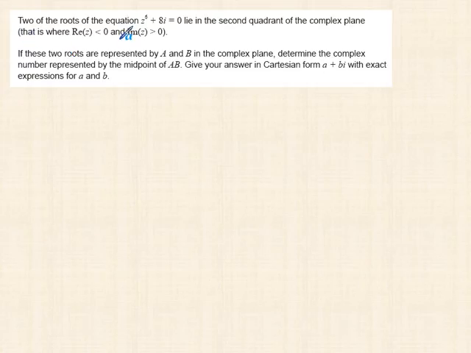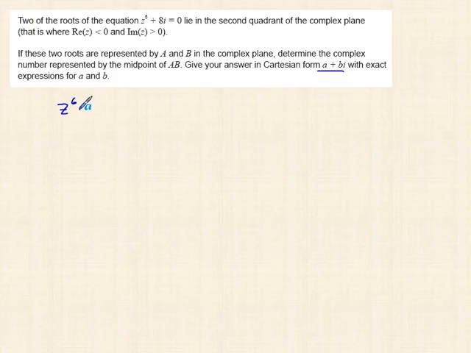Two of the roots of the equation z to the 6 plus 8i equals 0 lie in the second quadrant of the complex plane. If these two roots are represented by A and B in the complex plane, determine the complex number represented by the midpoint of AB, and we want to give that in Cartesian form.